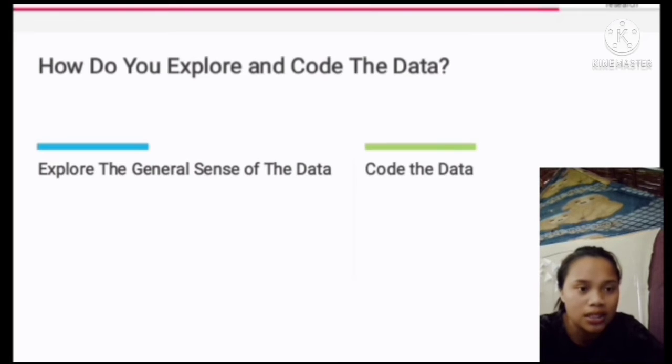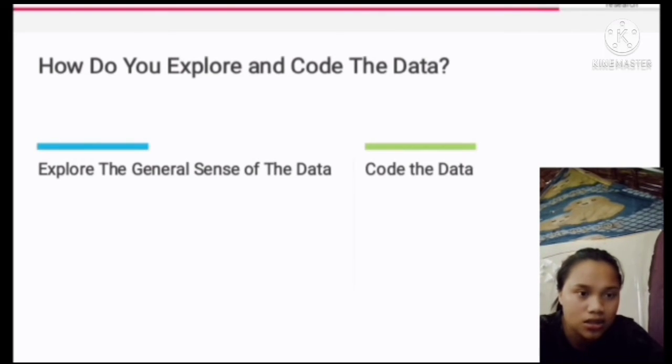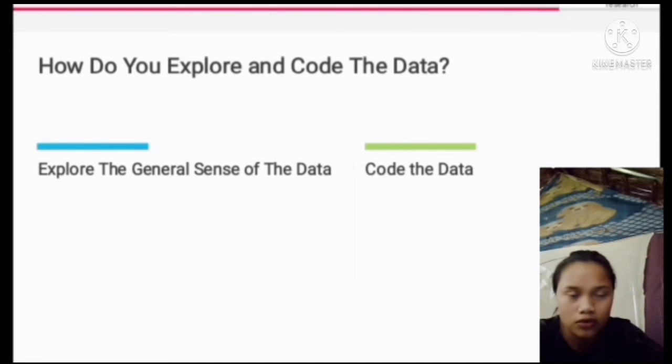Code the data. Coding is the process of segmenting and labeling text to form descriptions and broad themes in the data. Well, that's all from me as the first speaker, and next is my partner.